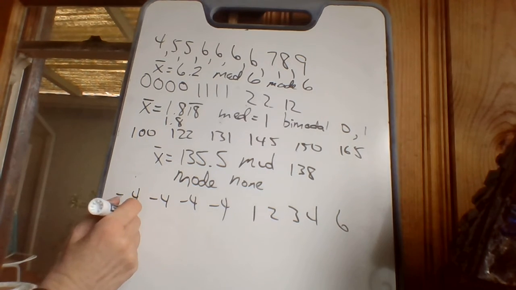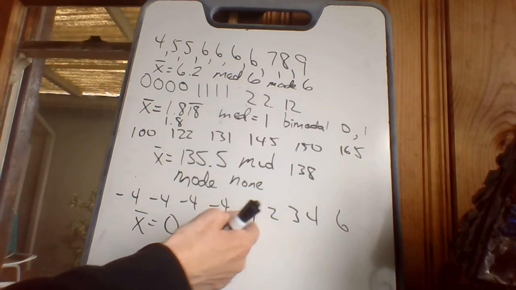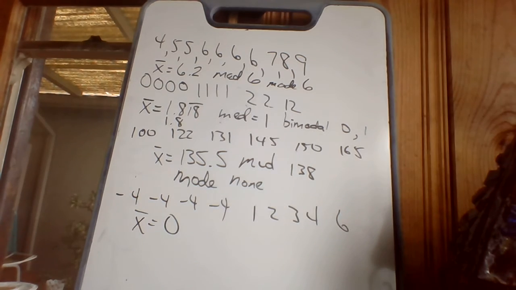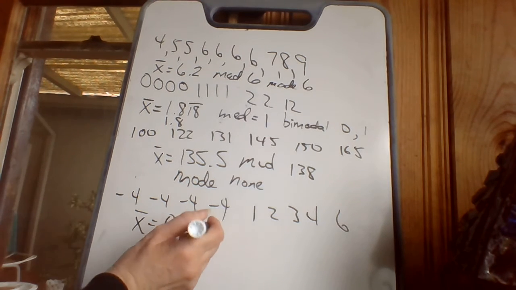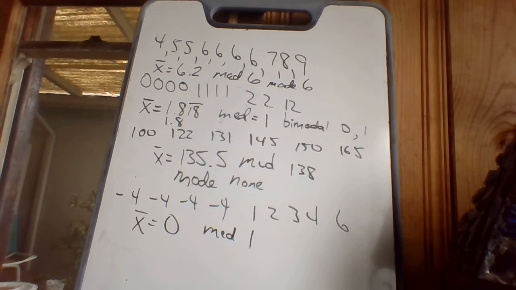Okay, so when I do this, x bar equals 0. Is that true? Well, yeah, it is, because if you add these 4 up, that's negative 16, and these 5 up, that's positive 16. So when you add them all up, it is 0. That is correct. And median, my calculator just says 1. That one right there. And mode, there's a whole lot of negative 4s here. So that's how to do worksheet 4.